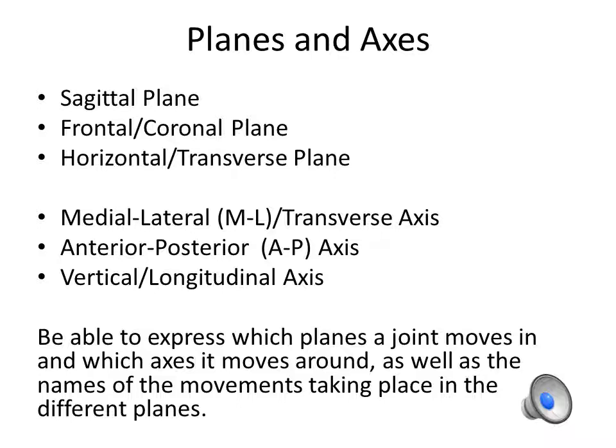You will be able to express which planes a joint moves in and which axis it moves around, as well as the names of the movements taking place in each different plane. For example, shoulder flexion: the movement occurs in the sagittal plane around the medial lateral axis. Use the examples in your lab manual for practice.